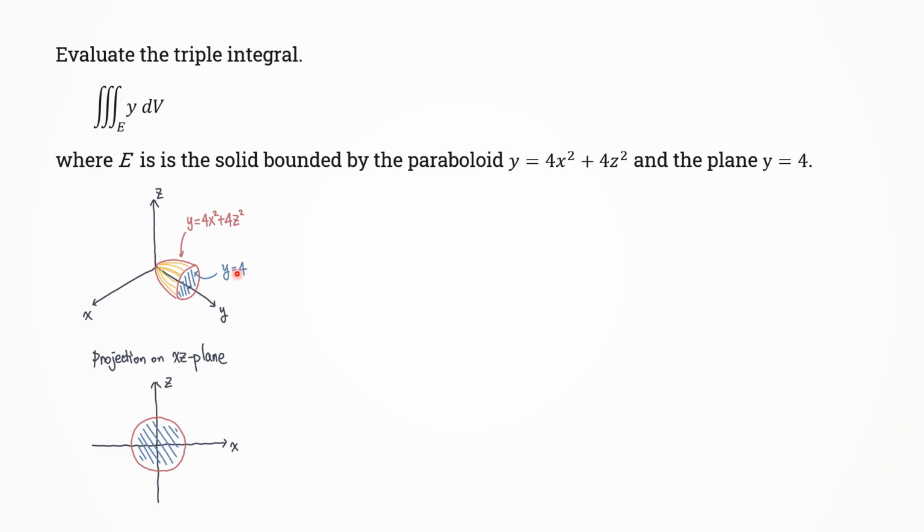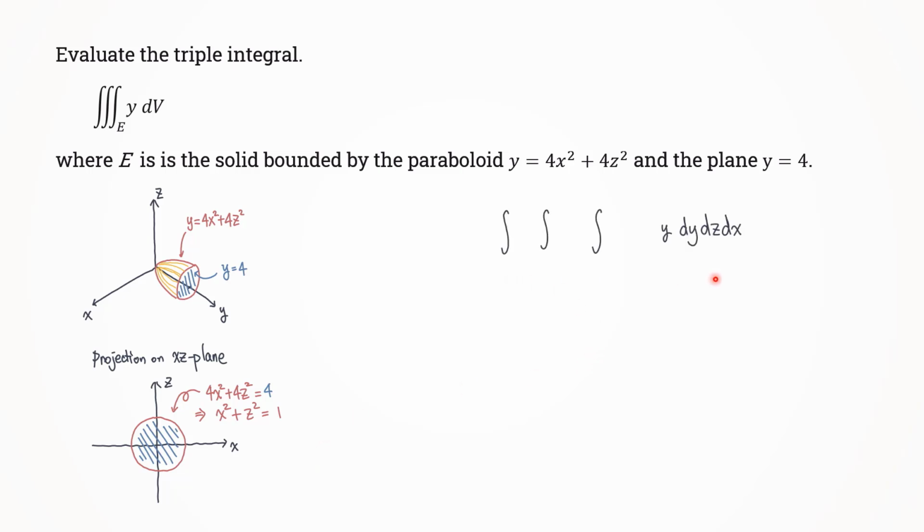So the way that we do it is that we can plug the 4 into this y here, and then now we get this equation. So 4x squared plus 4z squared is equal to 4, and then simplifying it, we are going to get x squared plus z squared equals 1. And so we are getting a unit disk here. So now we are basically ready to start setting up the triple integral.